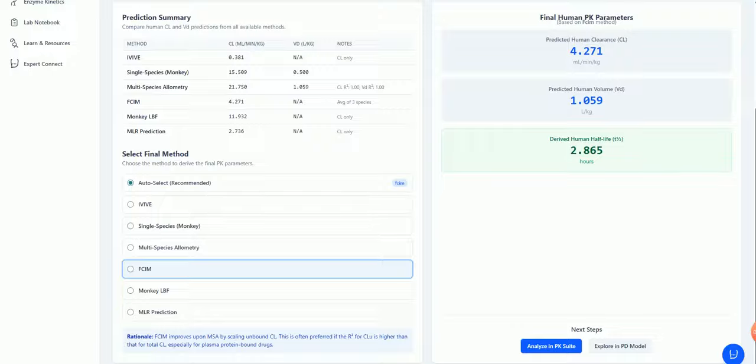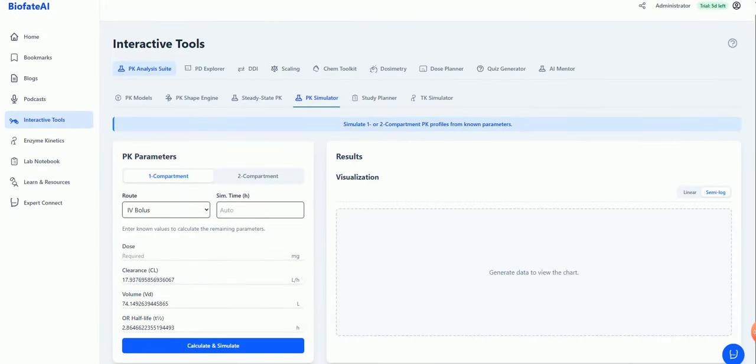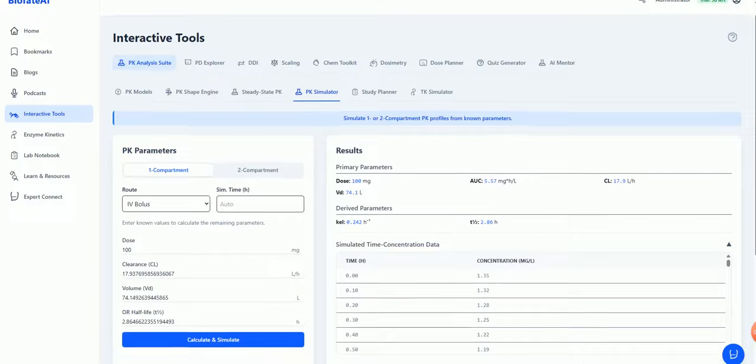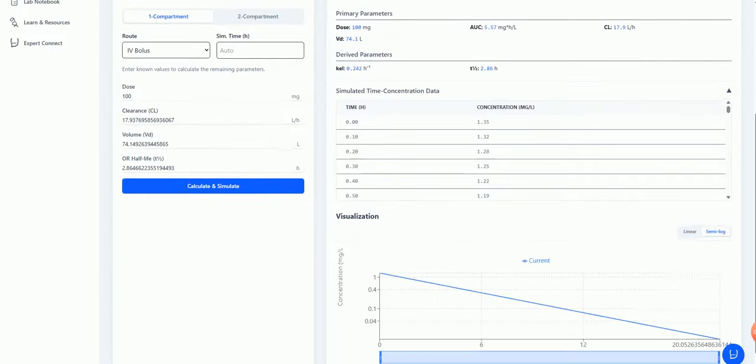Now, watch this. With one click, we export these predicted human parameters directly into the PK simulator. No manual copying required. The simulator is already preloaded with the predicted values. Just enter the dose and hit calculate. And there is a predicted human concentration-time profile for a single dose.